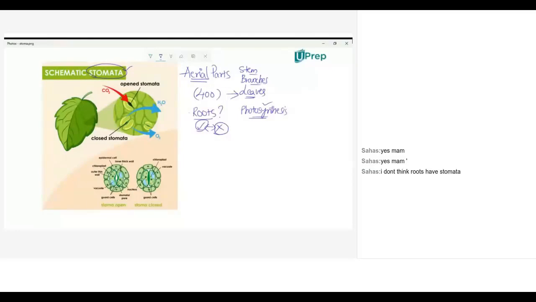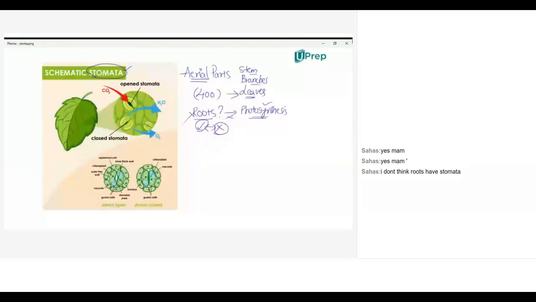Not only roots, what are underground parts? Some of the root modifications we see, the radish and turnip and all the root modifications which will be underground, all those roots can have trichomes and root hairs, but not stomata. Yeah, stomata won't be there in roots because they are not at all involved in photosynthesis. Now see how the stomata are involved in photosynthesis.